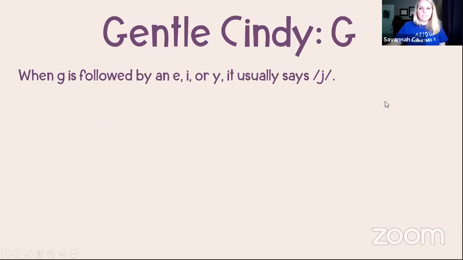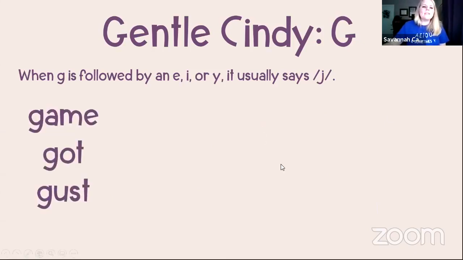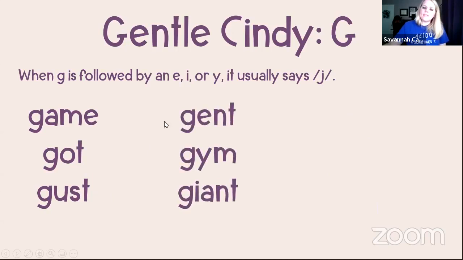Okay, G. When G is followed by an E, I, or Y, it usually says J. It most of the time says J. You're going to find some examples where it doesn't, but G usually softens up. So you have words like game, got, and gust. Those are that hard G. But then gent, gym, giant, those are all words where the G has been softened. You'll see it a lot at the end of words as well.